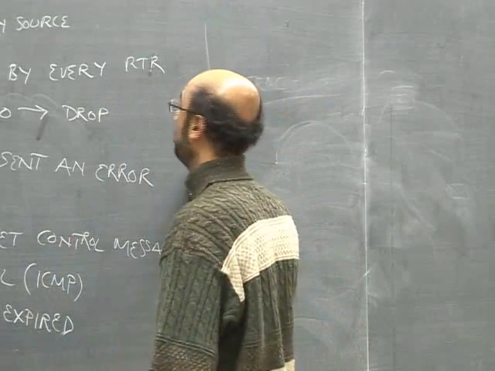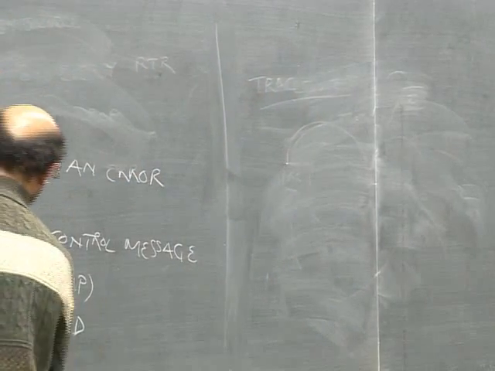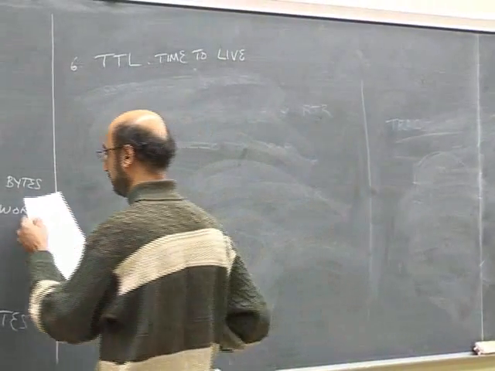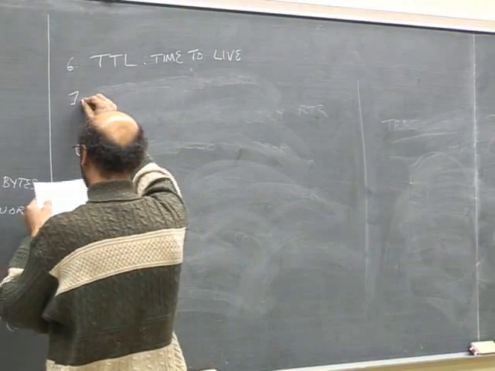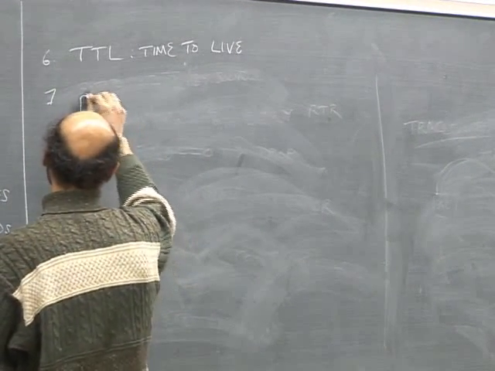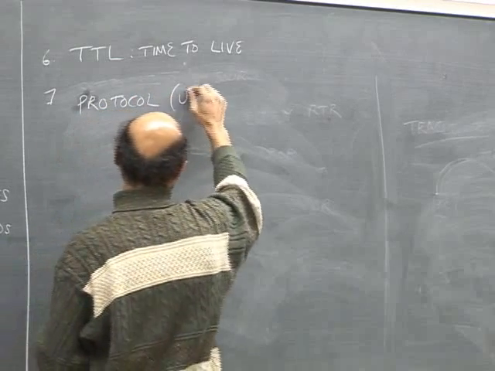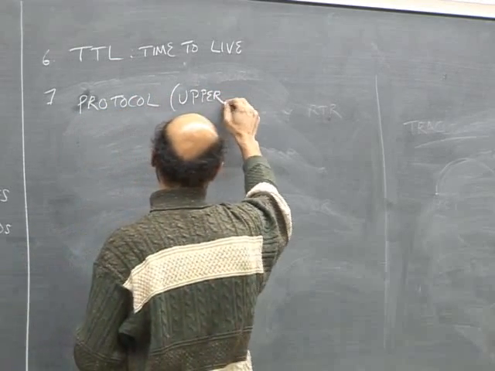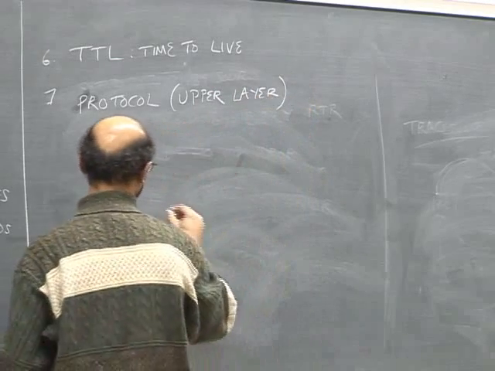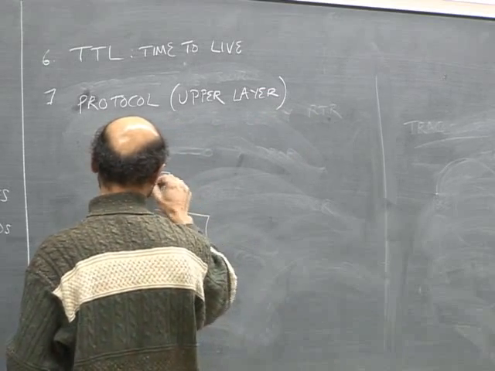I'm going to erase this so I can continue with the fields over here. The next field is the upper layer field, or I think it's called the proto field, protocol. To explain this, let me just draw a figure over here, the standard canonical figure that you remember.